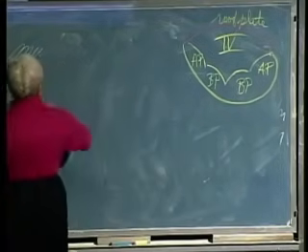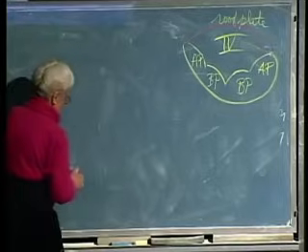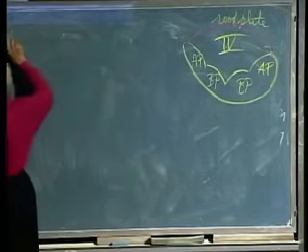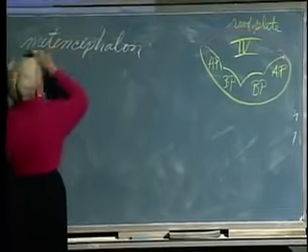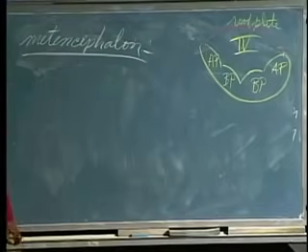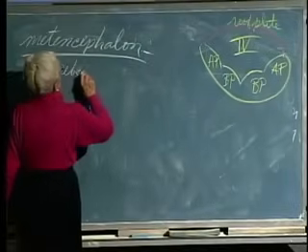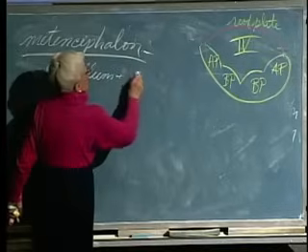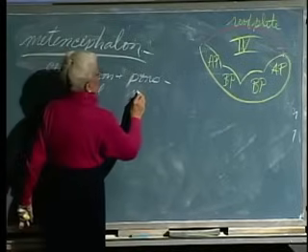Let's move on up to the metencephalon. Two major derivatives from the metencephalon. Who knows those? Pardon? Yes. Cerebellum and pons, right. Derivatives will be the cerebellum and the pons. Cerebellum will be on the dorsal side, pons on the ventral side.